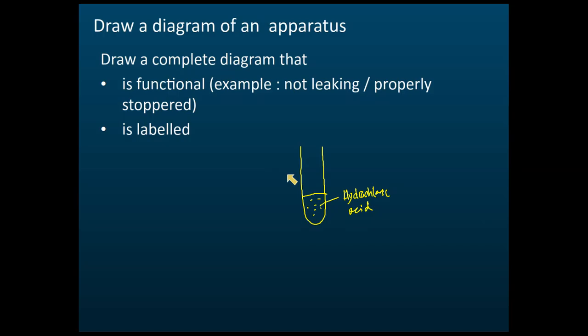Now when labeling, try to use a straight line. Don't write this, this is hydrochloric acid. So don't do that. Another thing that you cannot do is use an arrow. This is hydrochloric acid. Cannot. Don't use an arrow. Don't use a curvy line.